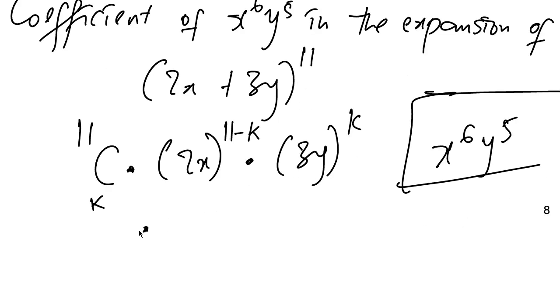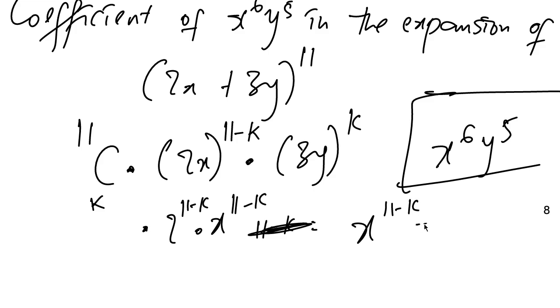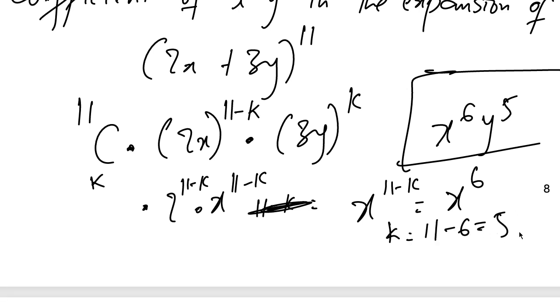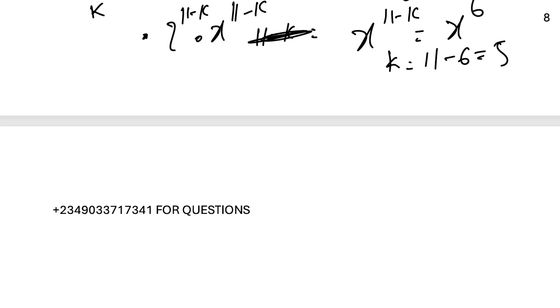So you can break down, forget about all this combination here. It will be 2 to the power 11 minus k, x to the power what? 11 minus k. You get? You don't need to do any other thing again. So you can just compare 11 minus k with what? So it can simply be written as x to the power 11 minus k should be equal to what? x to the power 6. And if 11 minus k is equal to 6, what is k? k is what? 11 minus 6, which is what? 5.